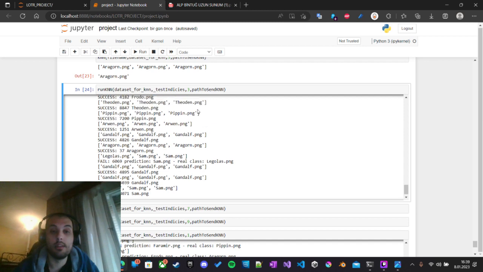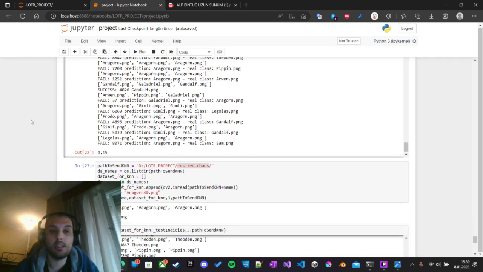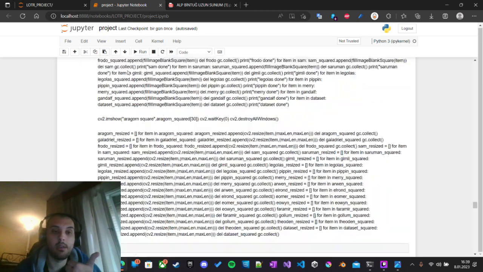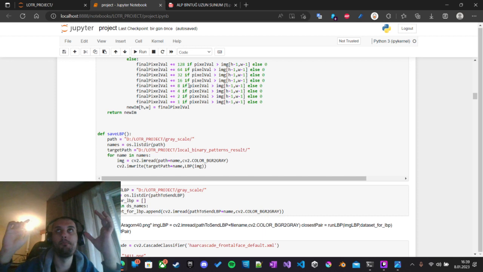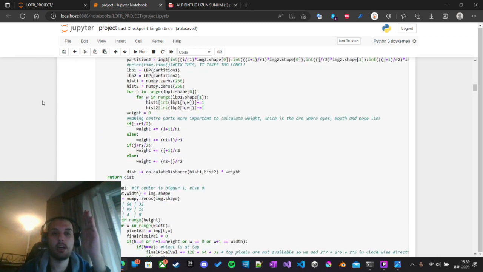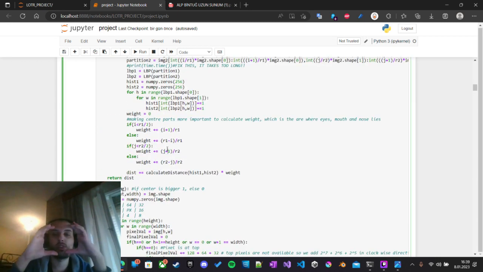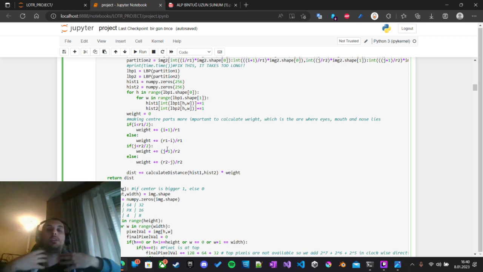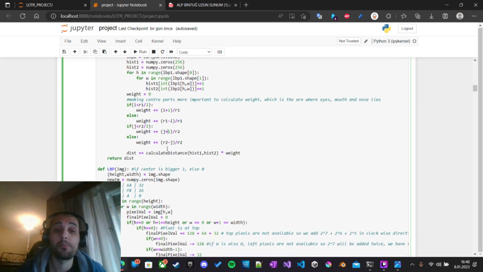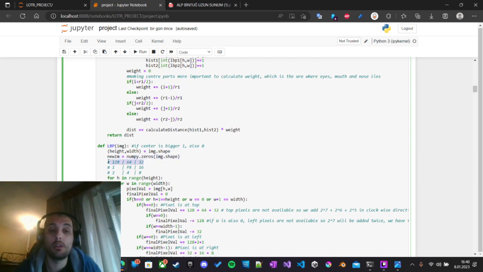So then I proceeded with local binary patterns, but I modified it. Now I am dividing the facial image into n parts and weighting those parts. The most center part will have the highest weight. So facial structures like eyes, noses, and mouth will have higher weights than random noise around, or hair, or necks and so on.